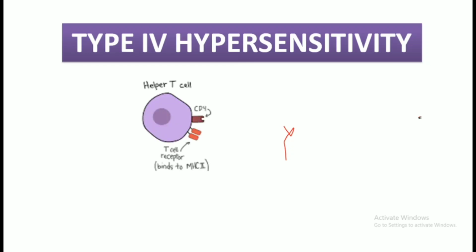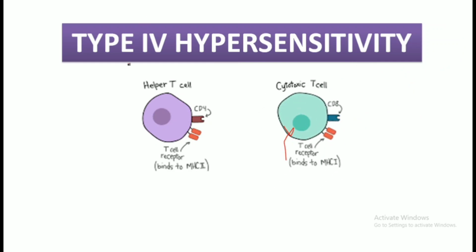Hello friends, today we will study the last type of hypersensitivity, that is type 4 hypersensitivity. In the previous videos we have seen the different types of hypersensitivity which involve antibodies. Those types are also known as humoral mediated hypersensitivity. But type 4 hypersensitivity involves the T cells, that is the T helper cells, known as CD4, and also the cytotoxic T cells, known as CD8.